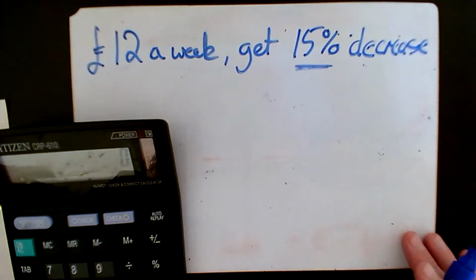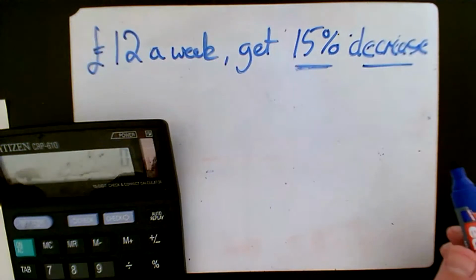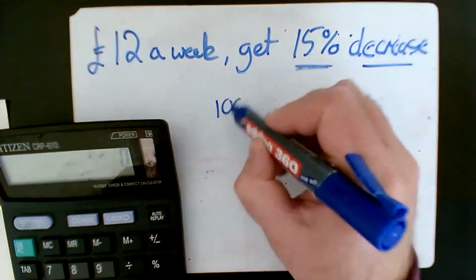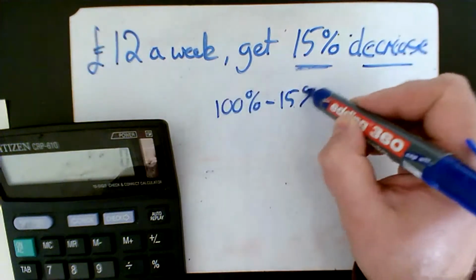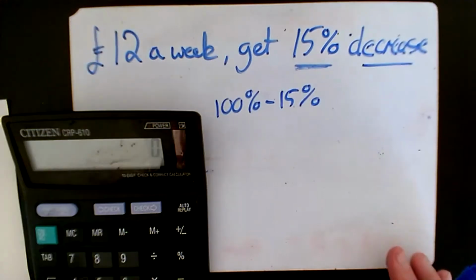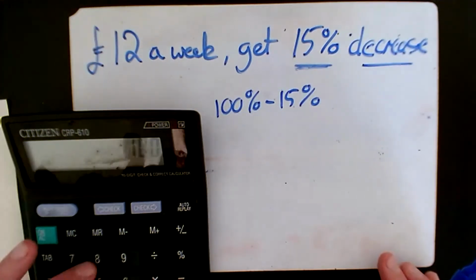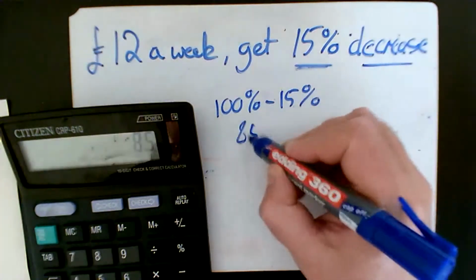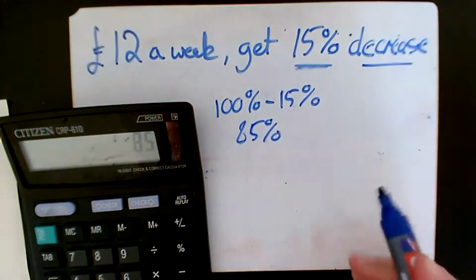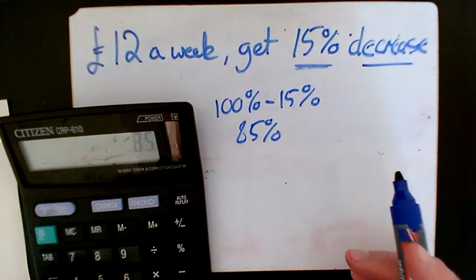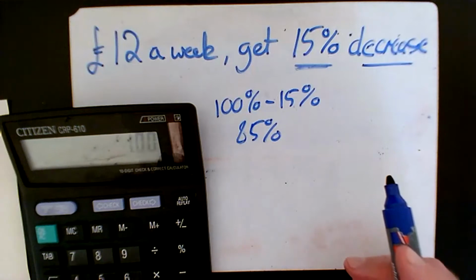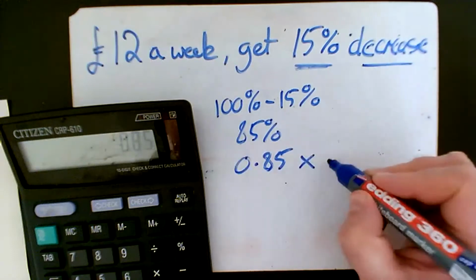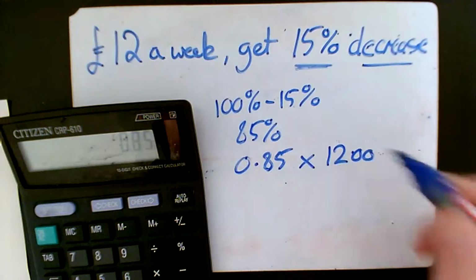Add for an increase or subtract for a decrease. Now this is a decrease, so subtract the percentage from 100%. So I'm going to do 100% minus 15%. I'll just do that on the calculator: 100 minus 15 gives me 85. Now again, I have to turn that 85% into a decimal, and the next bullet point tells me to convert to a decimal. So I'm just dividing by 100 to turn it into a decimal. And this is my multiplier now, 0.85.